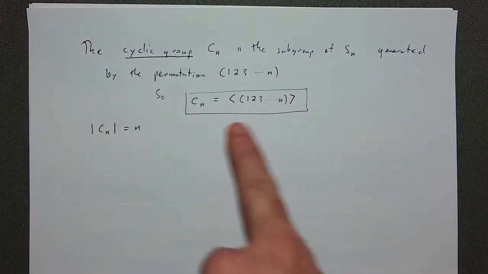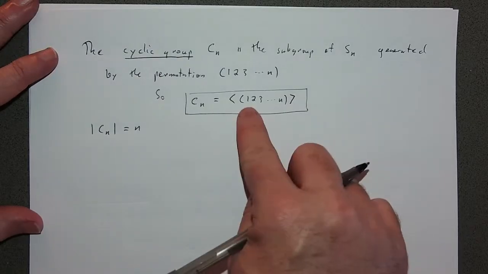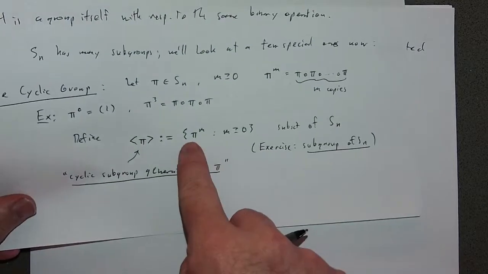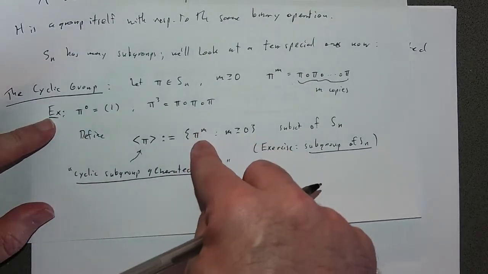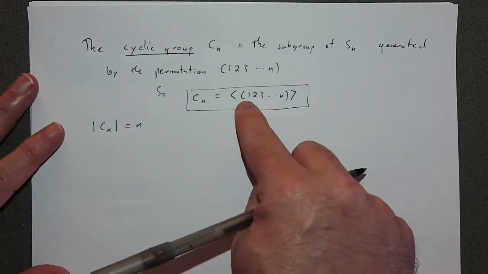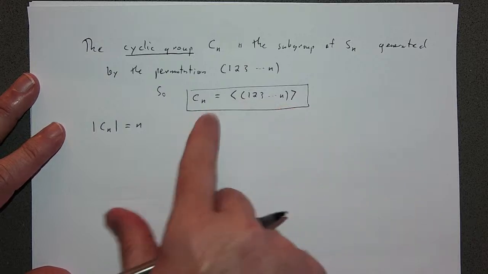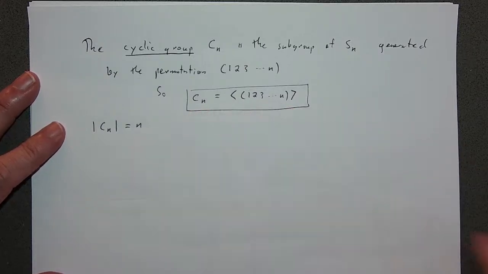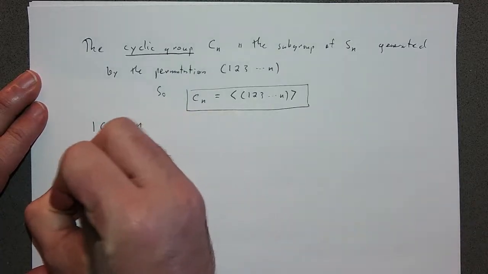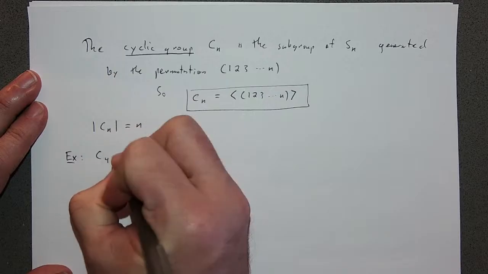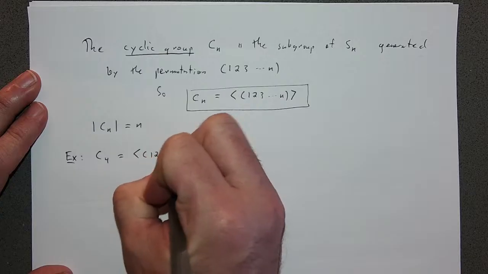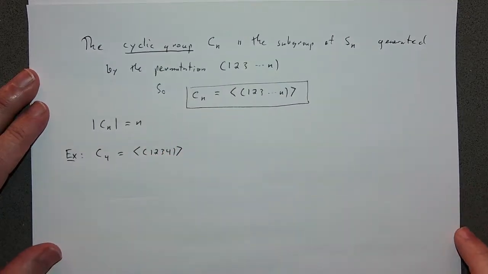You might not immediately be able to see that, but if you think about what happens here, this cyclic subgroup is generated by iterating pi composed with itself. So what happens when you compose this thing with itself? Let's see what happens for a smaller n, and then you'll see what's going on. Let's do this for C sub 4. So, quick example, C sub 4. This is the cyclic subgroup generated by this permutation, (1 2 3 4).